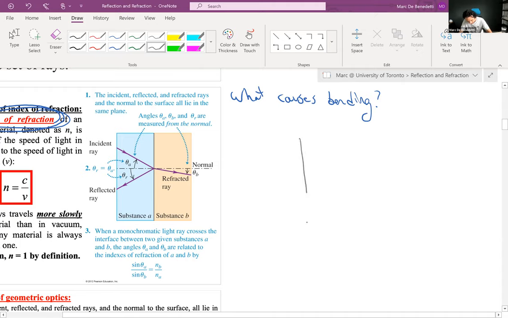Picture a road, and you've got this yellow solid line in the road, and let's say you have a car traveling. Oh boy, now I have to draw a car, don't I? Let's see here. Whew, I don't know how to draw a car at all. That's not bad. Okay, so let's say there's a car driving forward, okay? So you're driving on the right-hand side of the road.